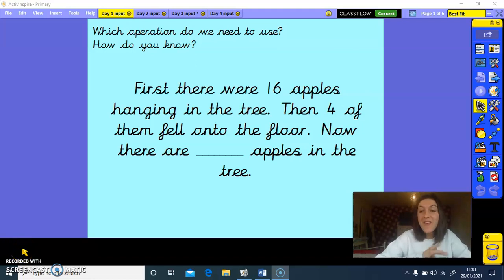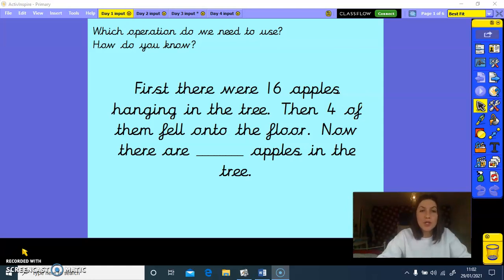And welcome to week 5 of home learning, and we are now moving on from our addition to 20 and thinking of subtraction to 20. So this is a word problem on the screen, and it says, which operation do we need to use and how do you know? So it says, first there were 16 apples hanging in the tree. Then 4 of them fell onto the floor. Now there are apples in the tree.